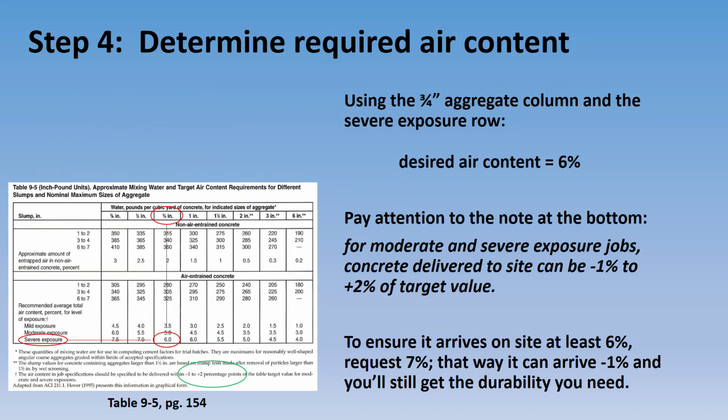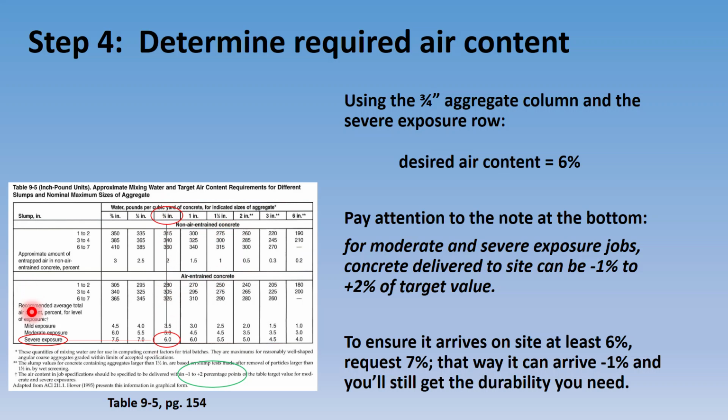Step 4 is to determine the required air content. And we're going to go to Table 9-5 on page 154. And you have these columns here for your aggregate sizes. The top half of your table is for non-air entrained concrete. We're going to use the bottom half of the table, which is air entrained concrete.